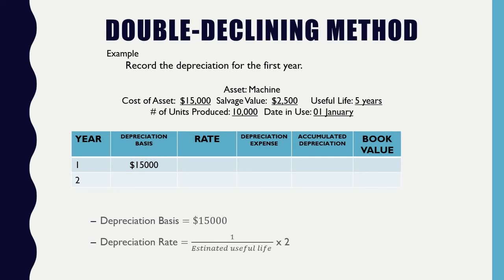Well, the depreciation rate is 1/5 times 2. Correct. So that's a fraction, right? Well, what is 1/5? I don't know fractions. Okay, so 1 divided by 5 is exactly what a fraction stands for. 1 divided by 5, so it's 0.20. 0.20 times 2.